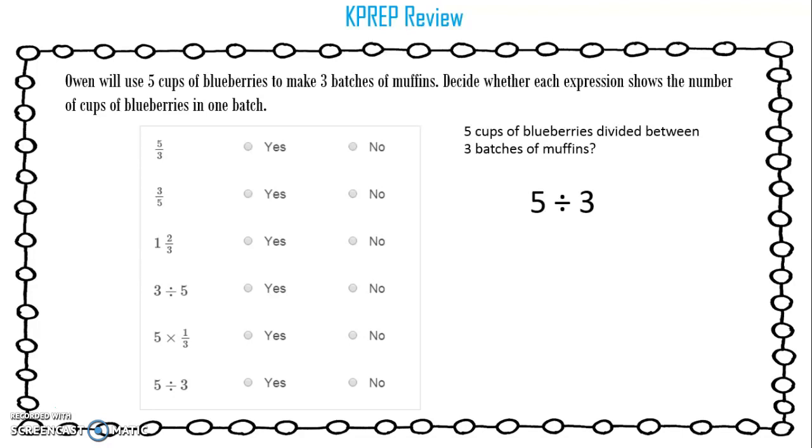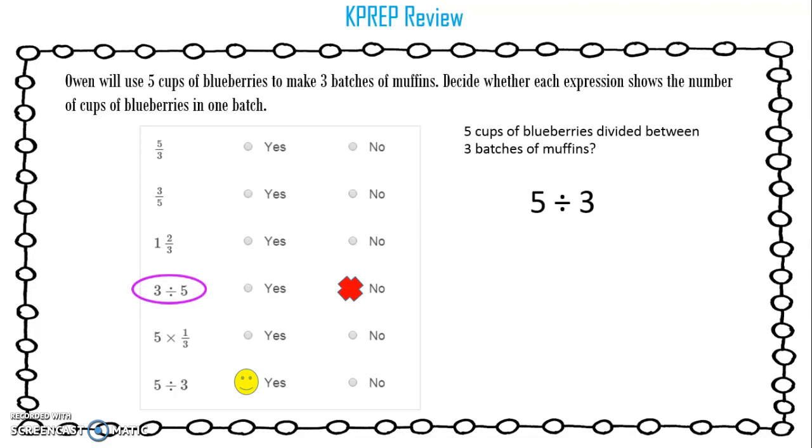So when I look over at my options, I see at the very bottom here that 5 divided by 3 is one of my options. So I automatically know, yes, that is an expression that will show the number of cups of blueberries in one batch. If I look up a little bit, I see the problem 3 divided by 5. It looks similar, but my dividend and divisor are switched. And I know that if I switch my dividend and divisor, I'm going to get a different answer. So no, this one would not be an expression that would work for this problem.